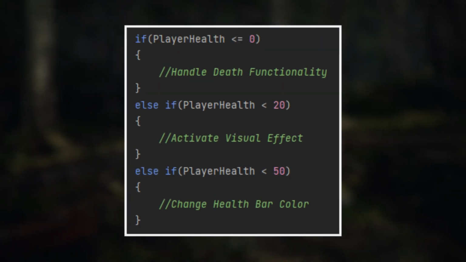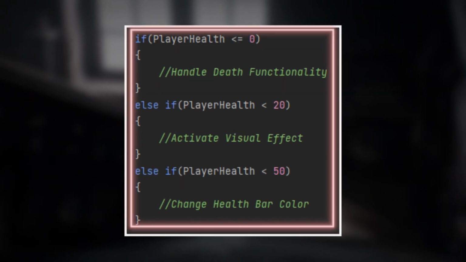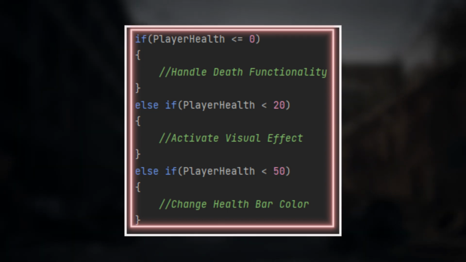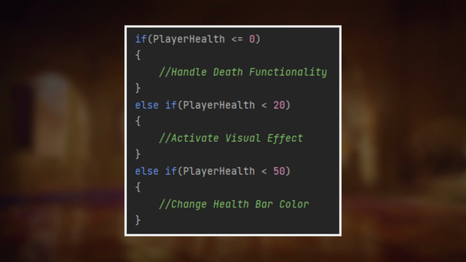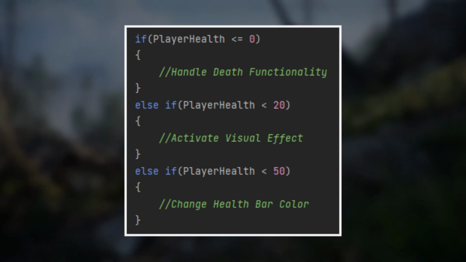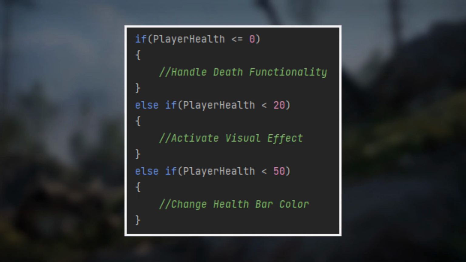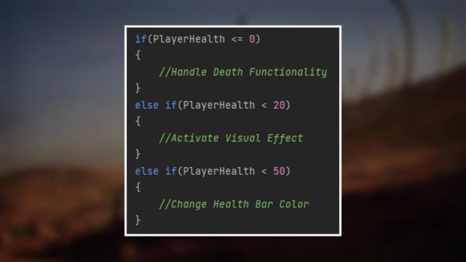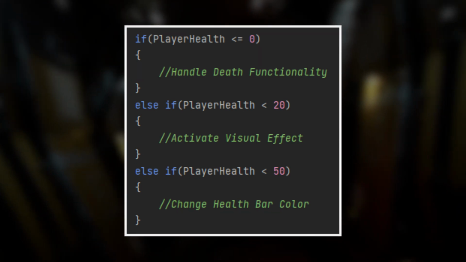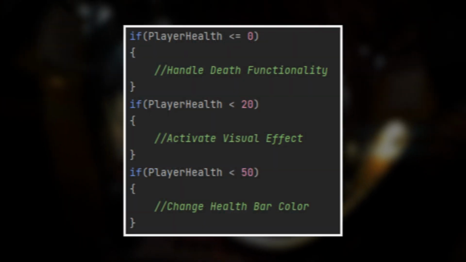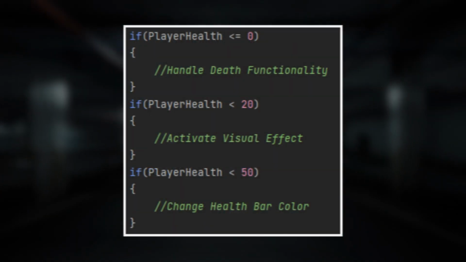But let's assume you want to handle all of those 3 statements, even though one was already triggered. For example, you want to handle the death state, but also activate a visual effect when it's below 20. And you also want to change the color of the health bar when the health is below 50. For that, you have to remove the else of the else if statements, and then you have 3 if statements.